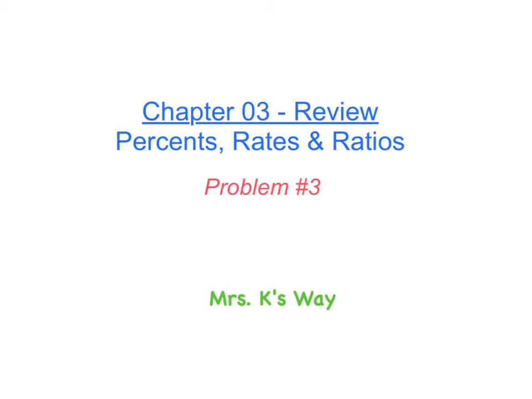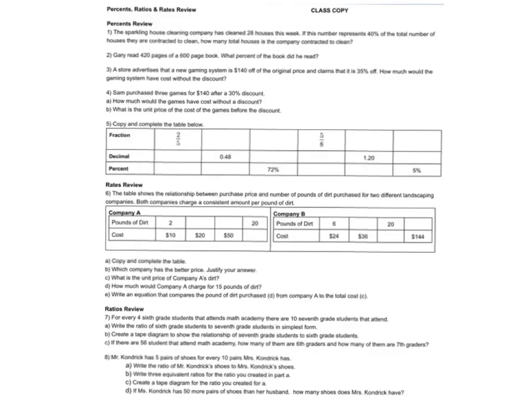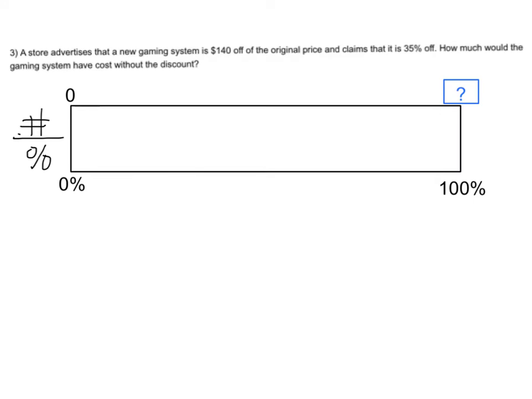I'm going to be talking about problem number 3. So to remind you, this is our review guide. We are talking about number 3, which is about a gaming store that advertises a new gaming system that is $140 off of the original price and claims that that is 35% off. How much would the gaming system have cost without the discount?